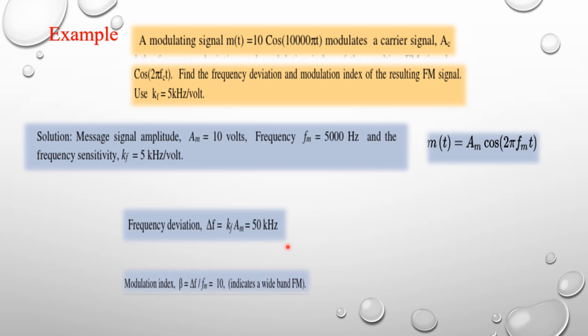So the modulation index beta is equal to the frequency deviation divided by fm. We know that delta f is equal to 50 kilohertz, divided by fm, and fm is equal to 5,000 hertz. Just replace delta f and fm with their values. So it is equal to 10. So the modulation index is equal to 10, which is greater than 1. Greater than 1 indicates a wideband FM. Thank you.